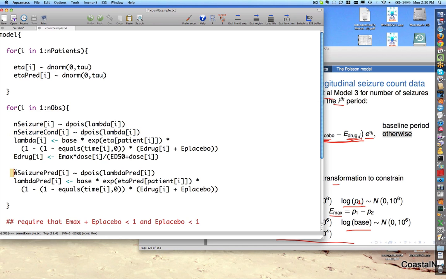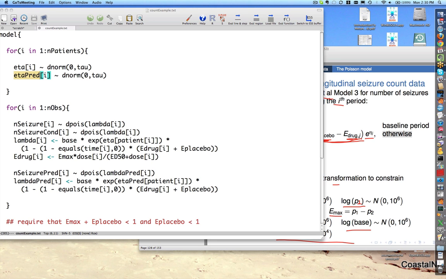And then down here we take care of the calculations needed to do a population prediction, where we essentially have to repeat almost all of our calculations. At least we have to repeat any that depend upon the random effects for the individuals. So you can see this depends upon eta pred, which in turn is generated up in this loop over patients. So we'll get our individual and our population predictions.